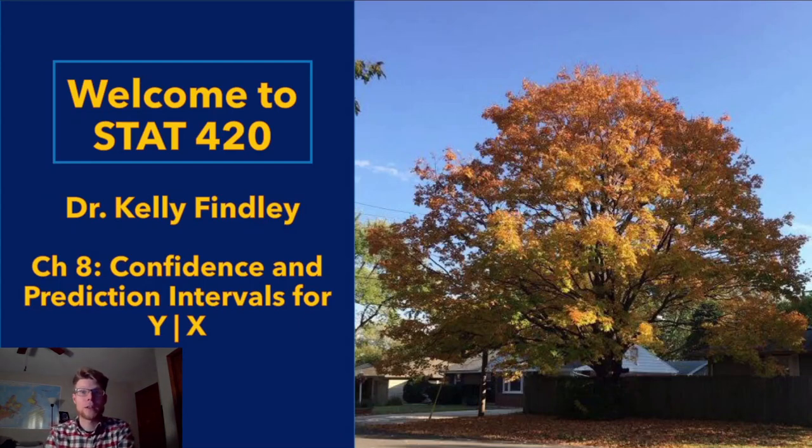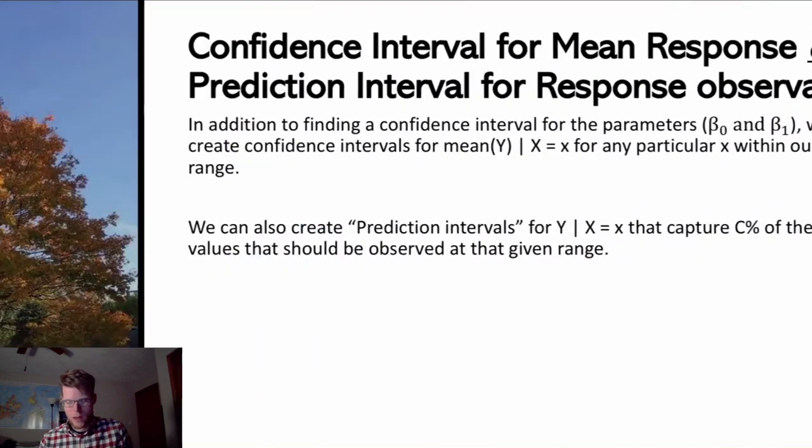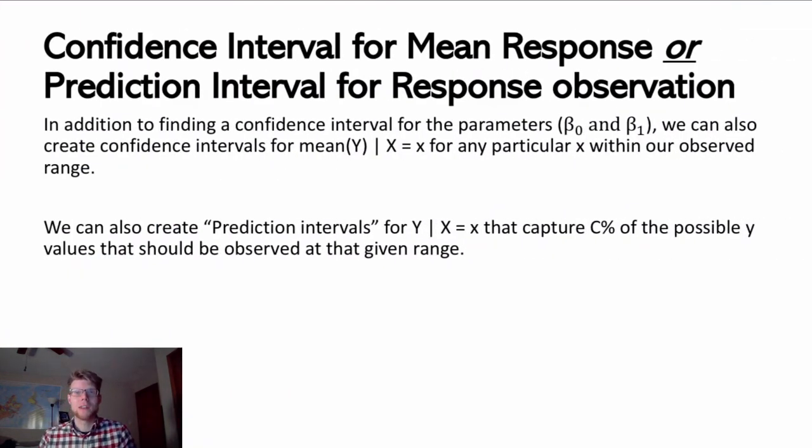In this video, we're going to talk about confidence and prediction intervals for the response variable, given that we're starting with a particular value for x. So what we mean by that is, in addition to trying to make inferences about what the true slope or the true intercept is, we can also make estimates about what's going on at any particular x value.